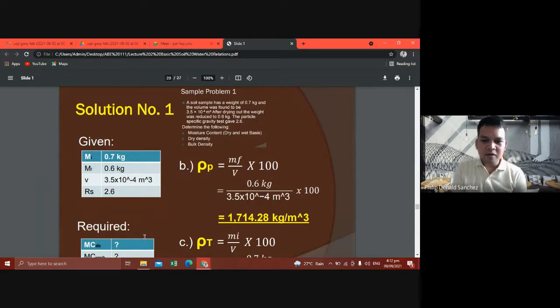But we know that specific gravity is given. So specific gravity was given as 2.6, and we know the formula for specific gravity is the density of the particle divided by the density of water. So we can go directly: 2.6 is equal to x over 1,000 kilogram per cubic meter. So we have 2,600 kilogram per cubic meter as the density of the particle. But there is a different approach here, which you can also use.